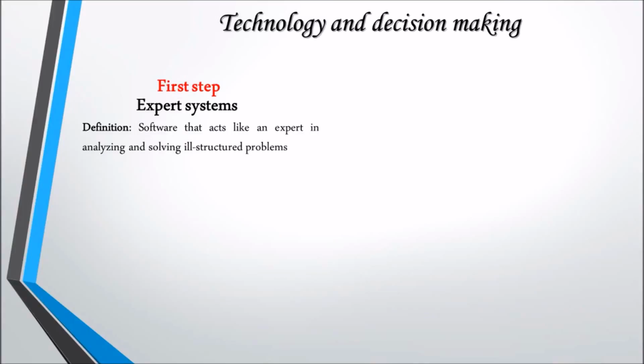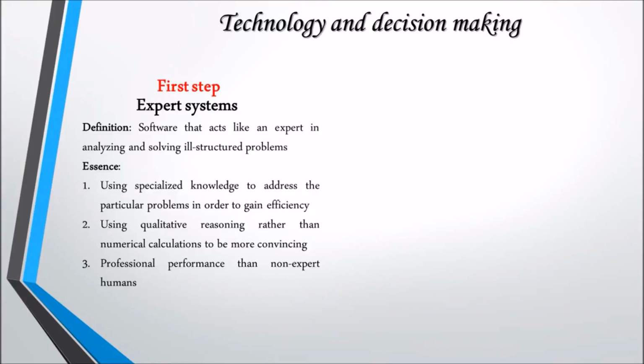The system uses specialized knowledge to solve specific problems, which maximizes the efficiency as well as the accuracy of the problem. And it uses qualitative reasoning rather than numerical calculations. It makes the system more convincing and personalized. Besides that, the performance of the system is better than non-expert humans. As it is a technical system, it has faster speed of analyzing the problem and searching for the specialized knowledge. By using the system, employees and low-level managers are able to make decisions like the high-level managers and experts.